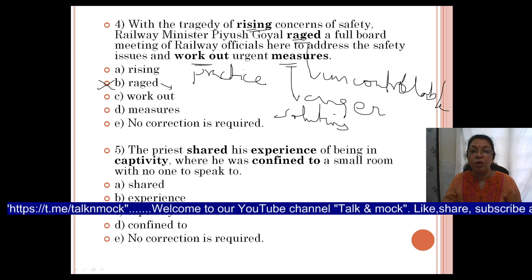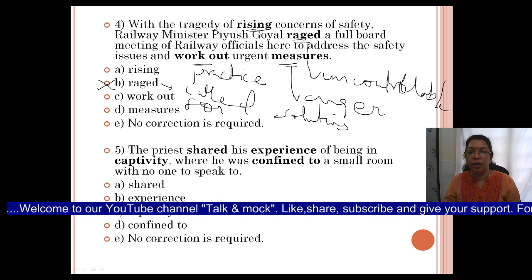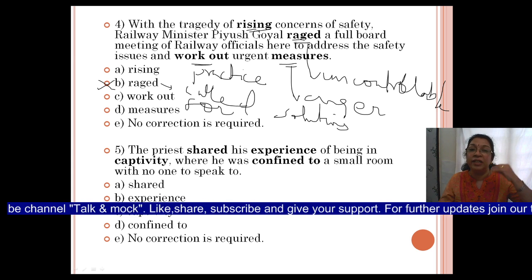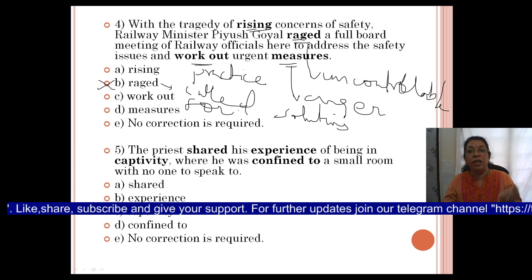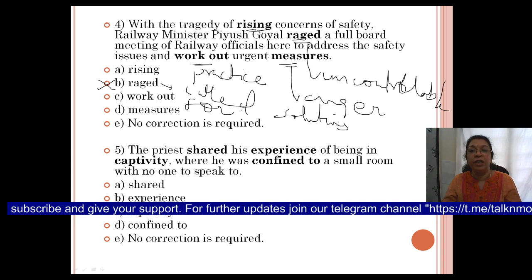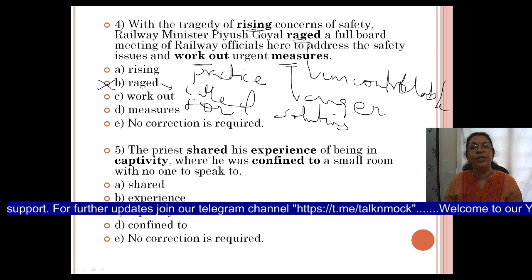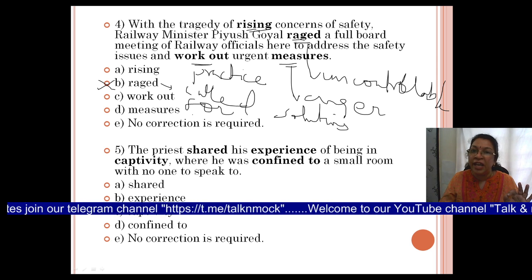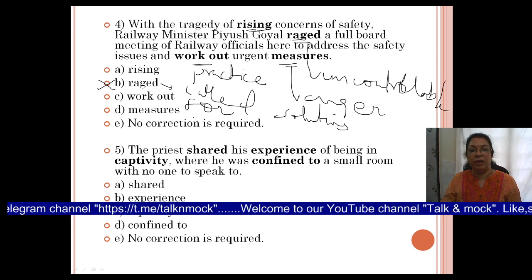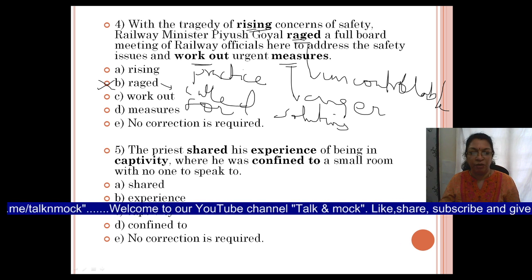So it should be called for a board meeting. Railway Minister Piyush, considering the safety or measures of railways, this minister called for a board meeting to discuss the safety issues and the practical measures. So here the verb raged is the wrong word. Is that clear? Now let us go to the question number 5.